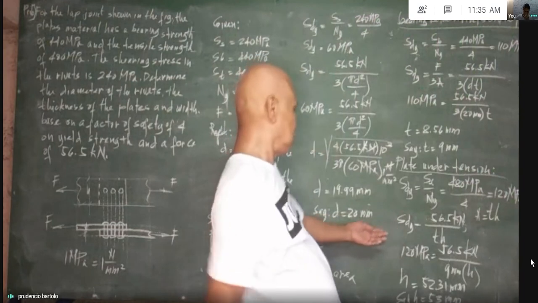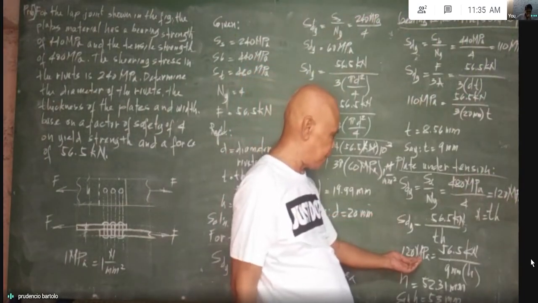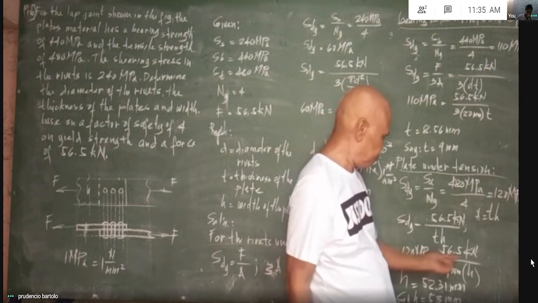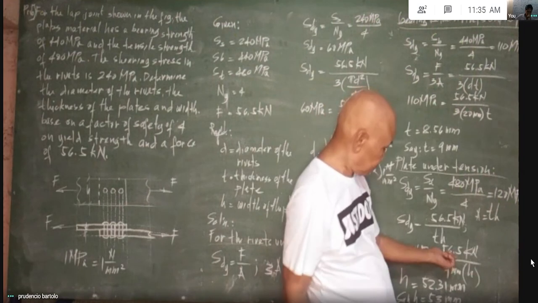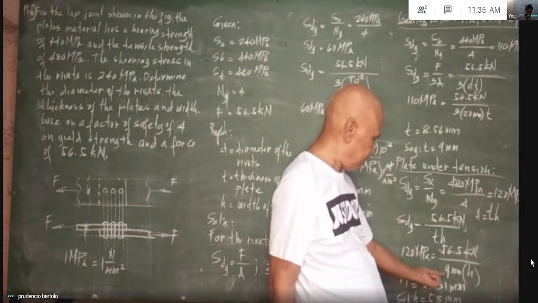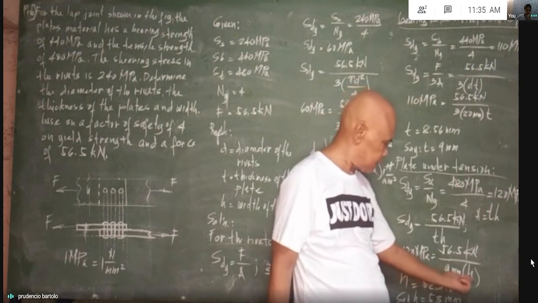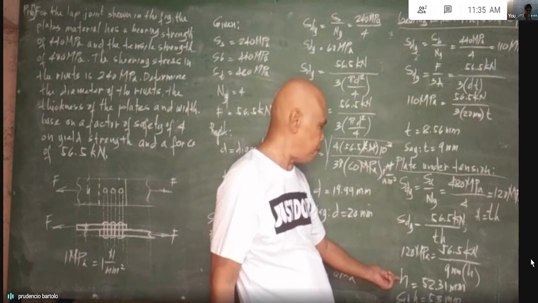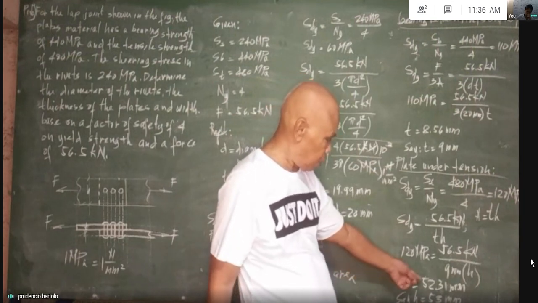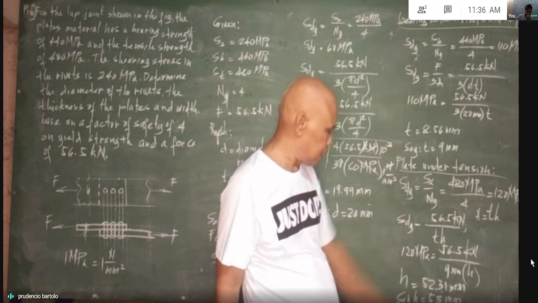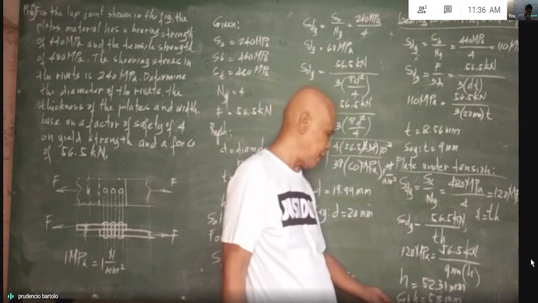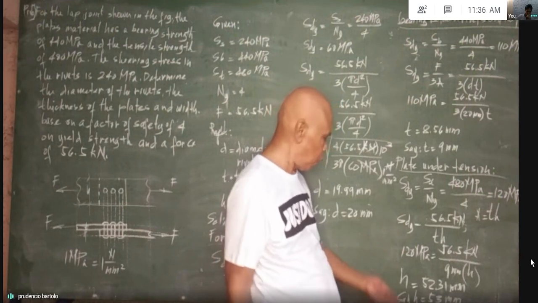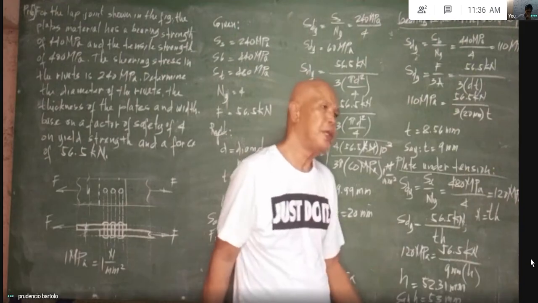So design stress of 120 megapascal equal to the force of 56.5 kilonewton divided by 9 millimeters multiplied by h. So the width of the plate will be equal to 52.31 millimeter, say 53 millimeters. That is for the width of the plate.